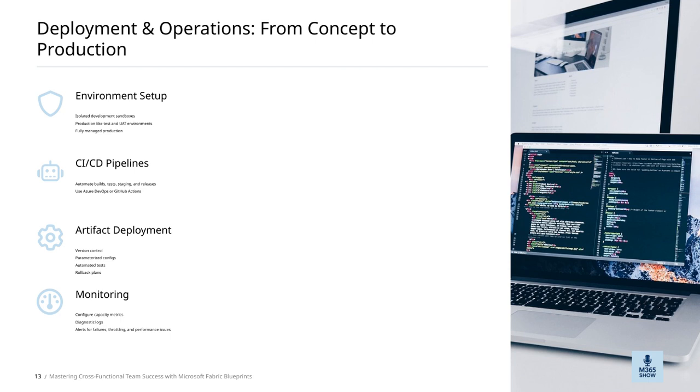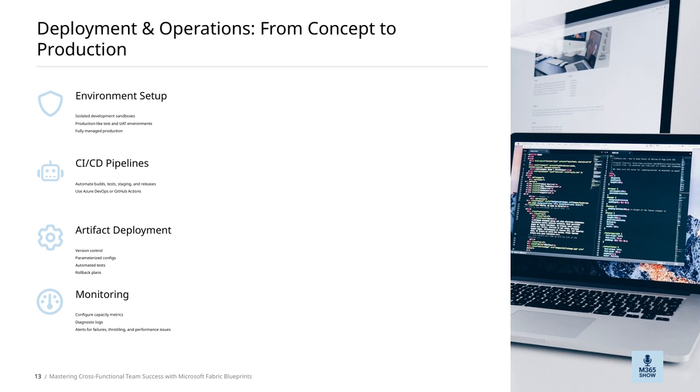When it comes to artifact deployment, automation plays a big role. Automating builds, tests, staging, and releases speeds up our delivery pipeline and reduces human error. We can use tools like Azure DevOps or GitHub Actions to set up CI/CD pipelines, ensuring a seamless flow from development to production.